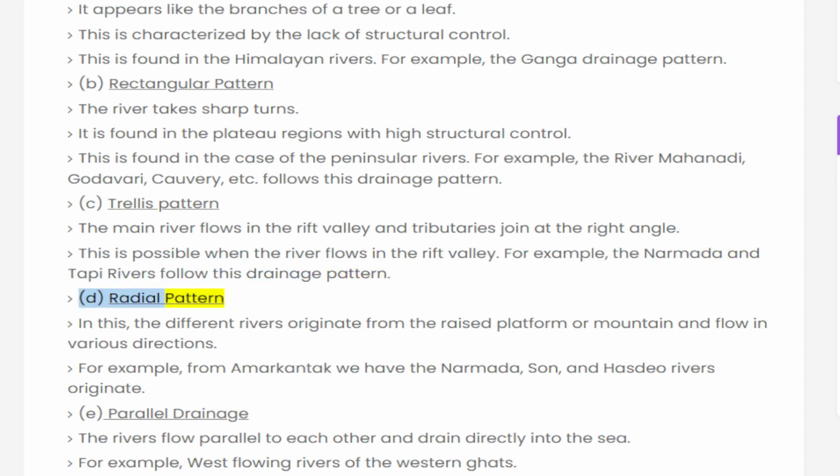D. Radial pattern. In this, different rivers originate from a raised platform or mountain and flow in various directions. For example, from Amarkantak the Narmada, Son, and Hasdeo rivers originate. E. Parallel drainage. The rivers flow parallel to each other and drain directly into the sea. For example, the west-flowing rivers of the Western Ghats.